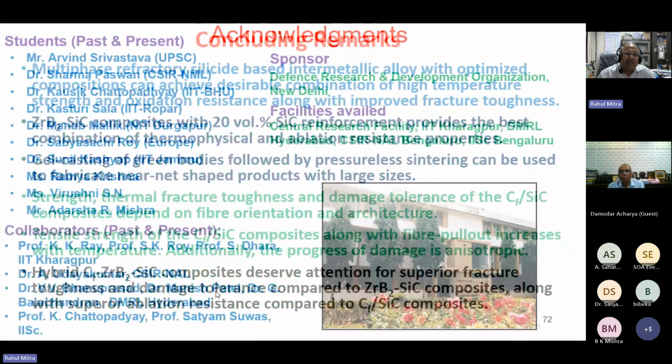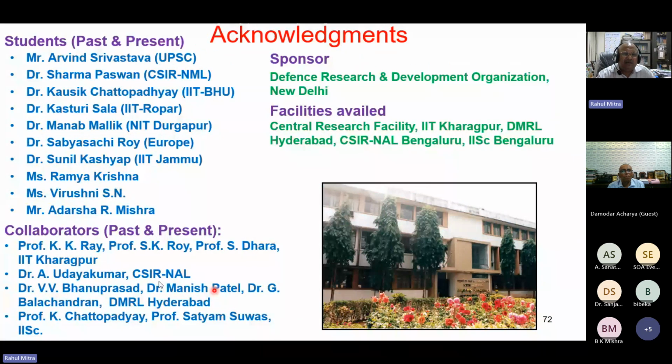So with this, I'd like to acknowledge the contributions of my students, starting from Arvind Srivastava, who was one of my first MTech students, one of my first PhD students, Sharma Paswan, Shri Professor Sanat Kumar Roy, Dr. Kaushik Chattopadhyay, and Shri Professor KK Rai. So Paswan is in CSIR NML, Kaushik is in BHU. Kasturi Sala actually now is a faculty in IIT ISM Dhanbad. So I forgot to change this. And Manam Malik is faculty in NIT Durgapur. Sabyasachi Roy is somewhere in Europe. And he was a BTech student, a dual degree student. Sunil Kashyap is a faculty in IIT Jammu.